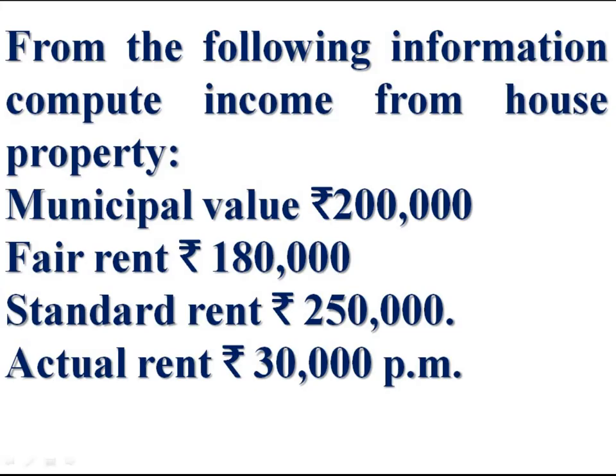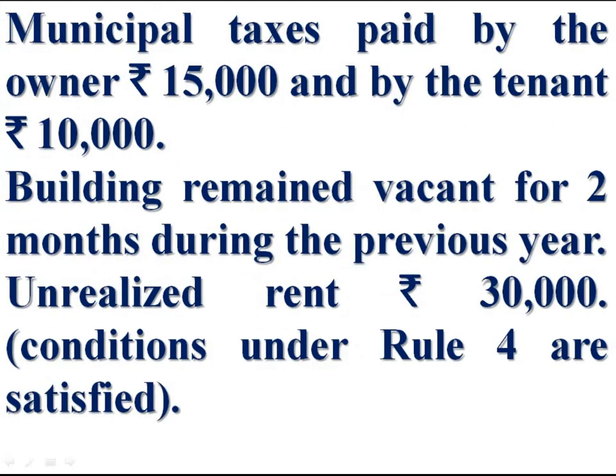From the following information, compute income from house property. Municipal value rupees 2 lakh, fair rent rupees 1 lakh 80,000, standard rent rupees 2 lakh 50,000, actual rent rupees 30,000 per month. Municipal taxes paid by the owner rupees 15,000 and by the tenant rupees 10,000. Building remained vacant for 2 months during the previous year. Unrealized rent of rupees 30,000. Conditions under Rule 4 are satisfied. This is the question, and now we are entering into its solution.